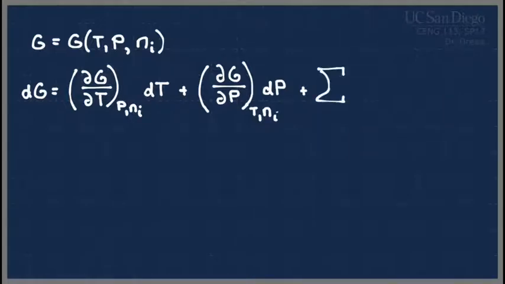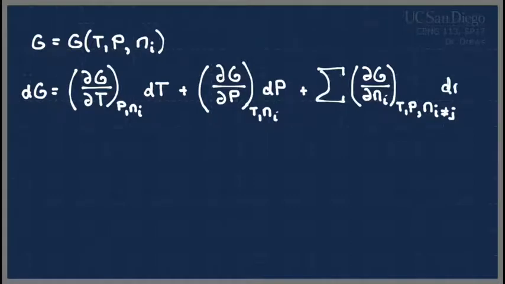it's a big sum. Partial g, partial n sub i, holding temperature and pressure and all the other n's constant, right? We have to do one at a time. All the n sub j's that are not equal to this particular one, times that change. So if there's multiple species, we have to sum up every one of those. If there's 10 species, there's 10 terms inside that sum, and it goes all the way out. That's the shorthand way of writing.